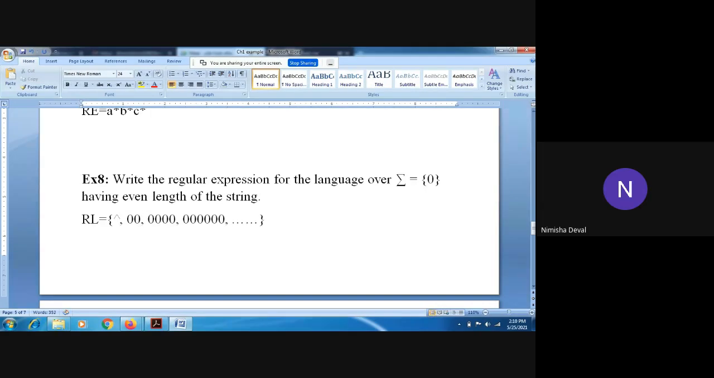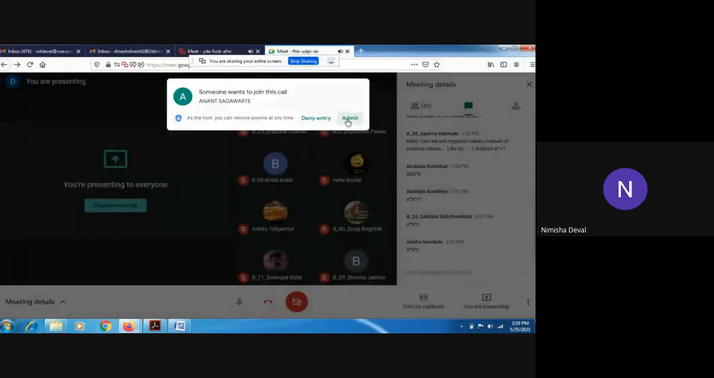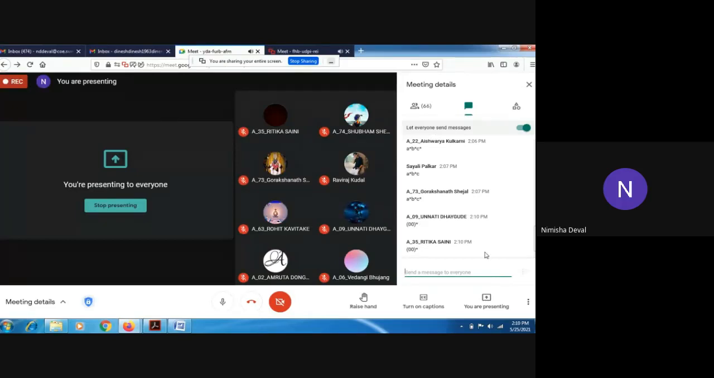I will give some space so you can see it easily. Understood it? Yes, ma'am. Okay. Now, what is its regular expression? Correct. Yes, Ritika. Yes, Unnati. Both of you have given a correct answer.